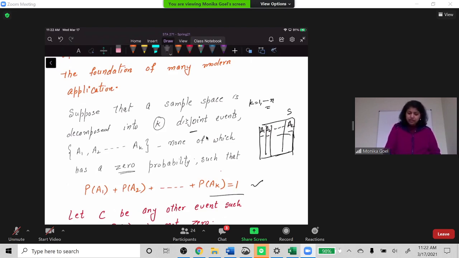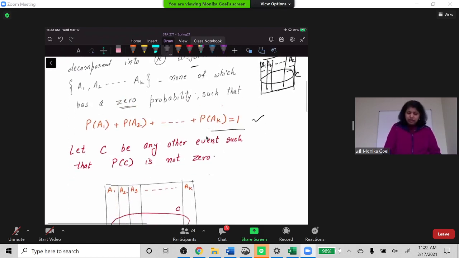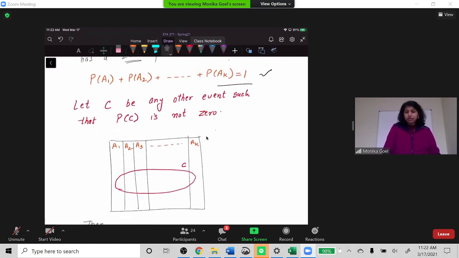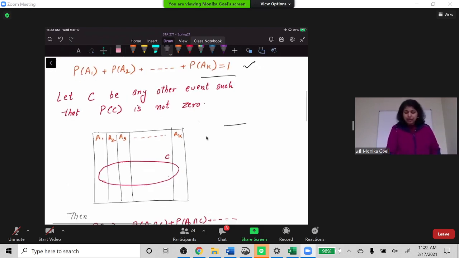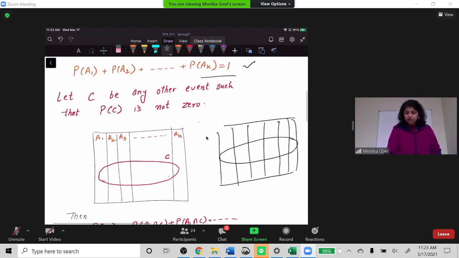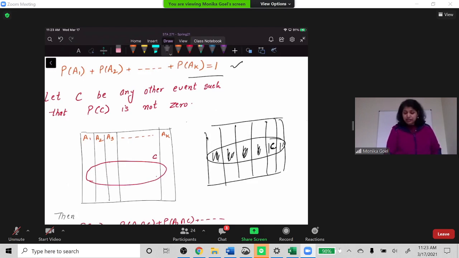Now we have another event C that intersects all my disjoint events. Let C be any other event such that the probability of C is not 0, so the probability of C is greater than 0. The probability of C is this plus this plus this, and so on. So C is not just one piece, it is a sum of all of these. That means I need to find what each of these is.